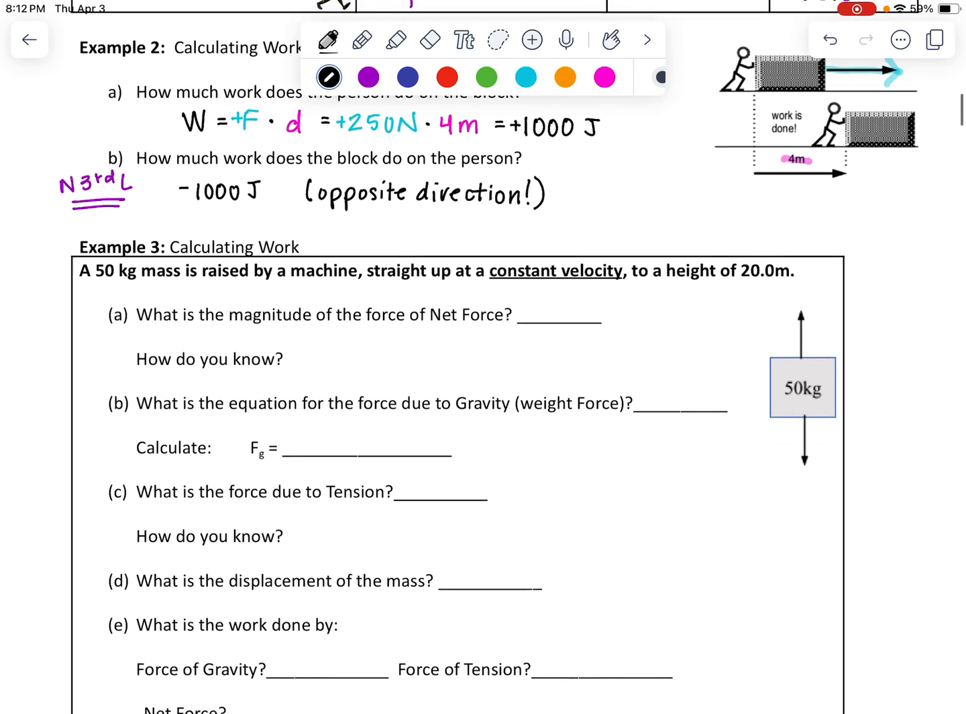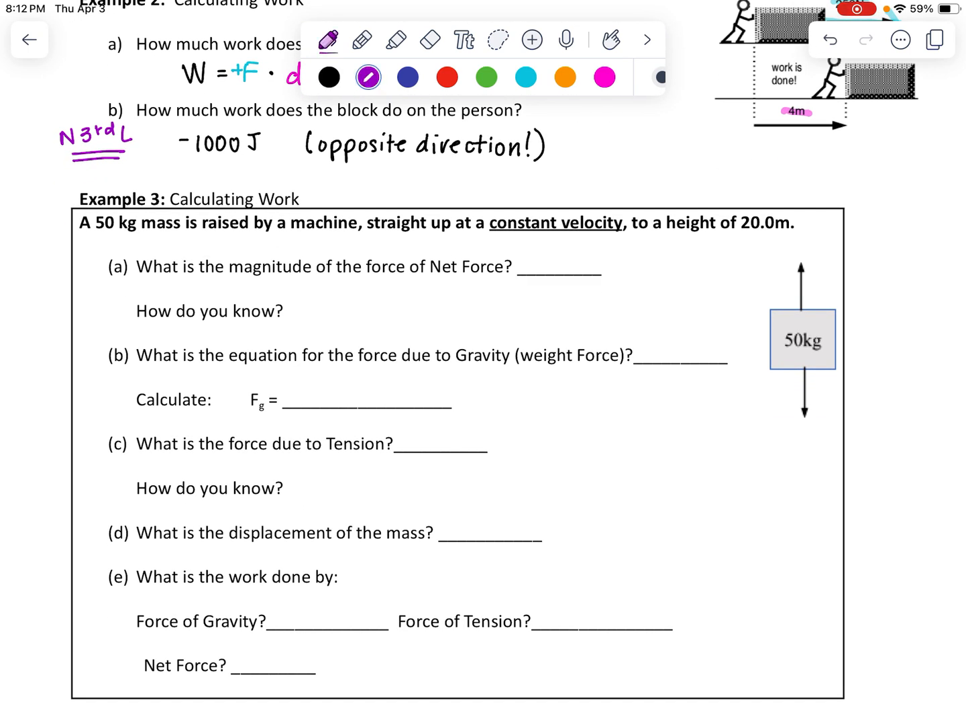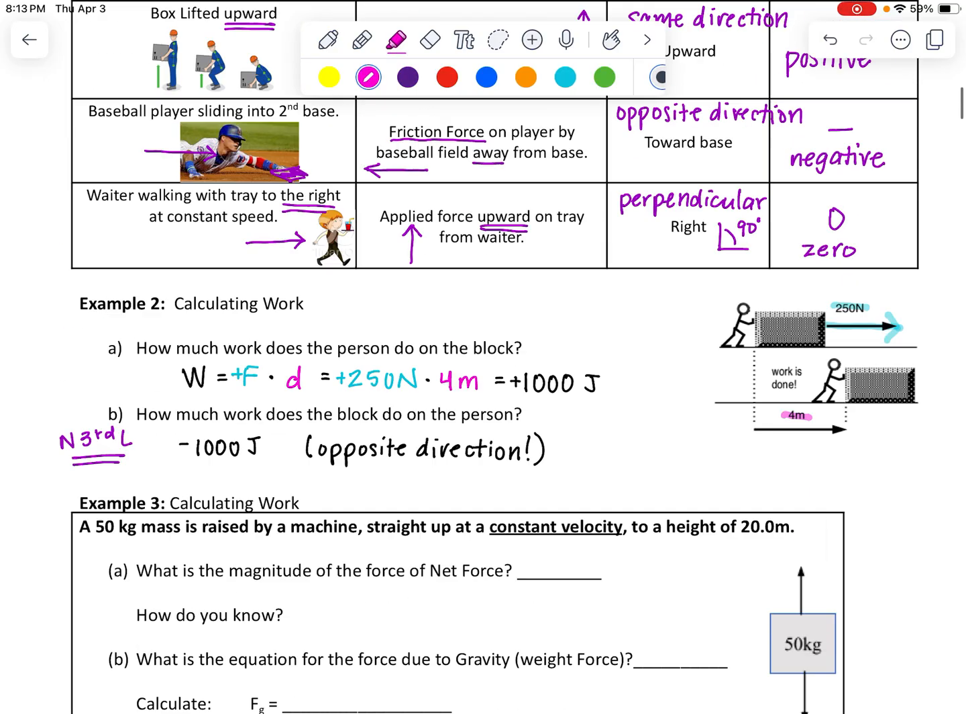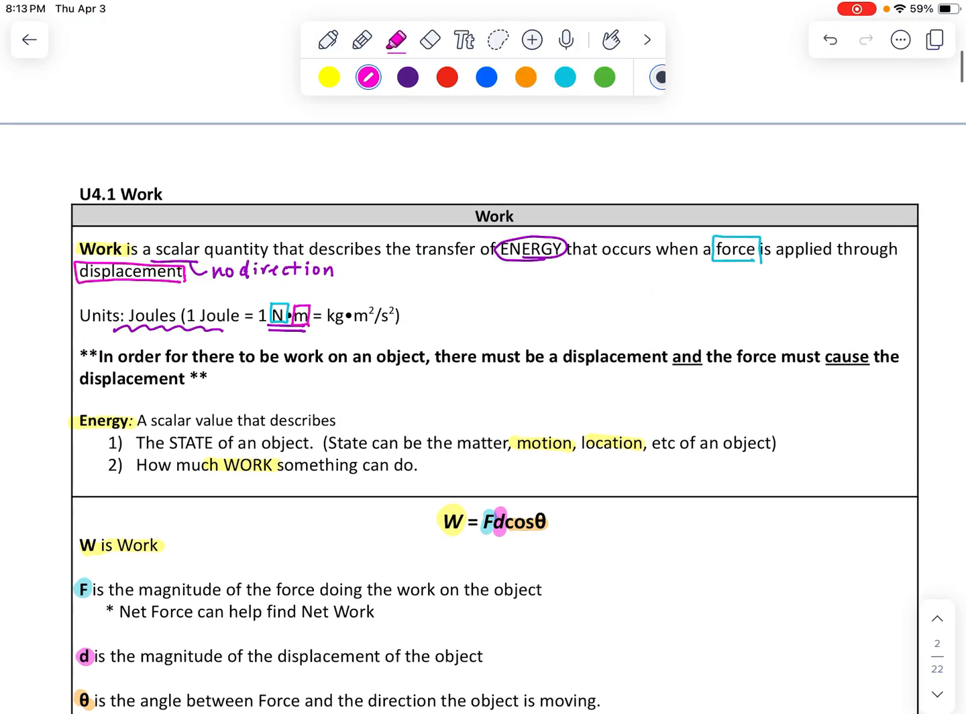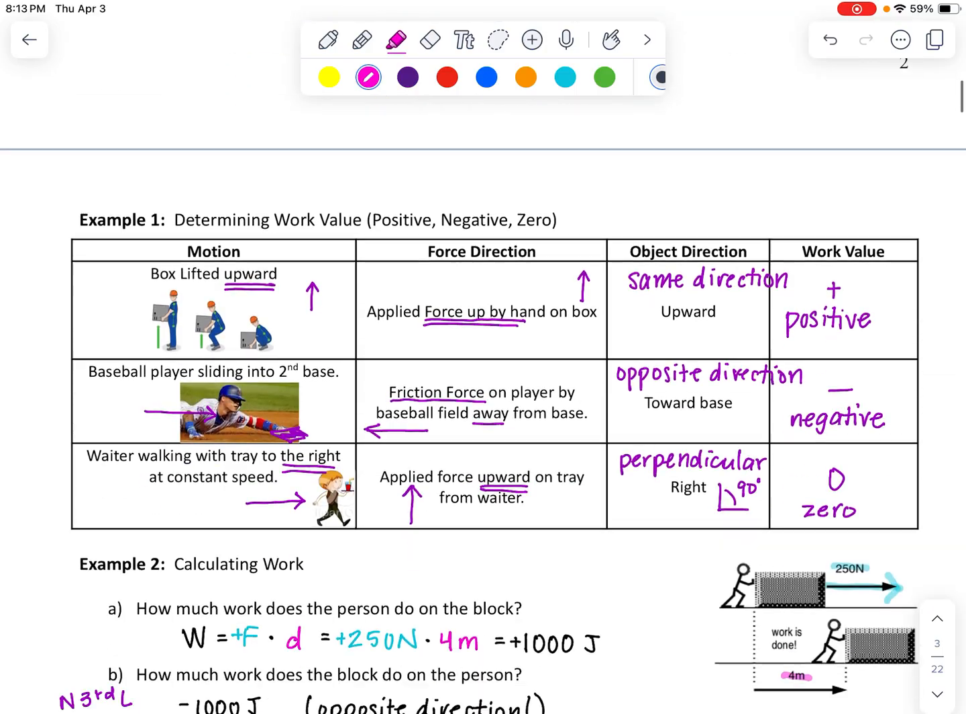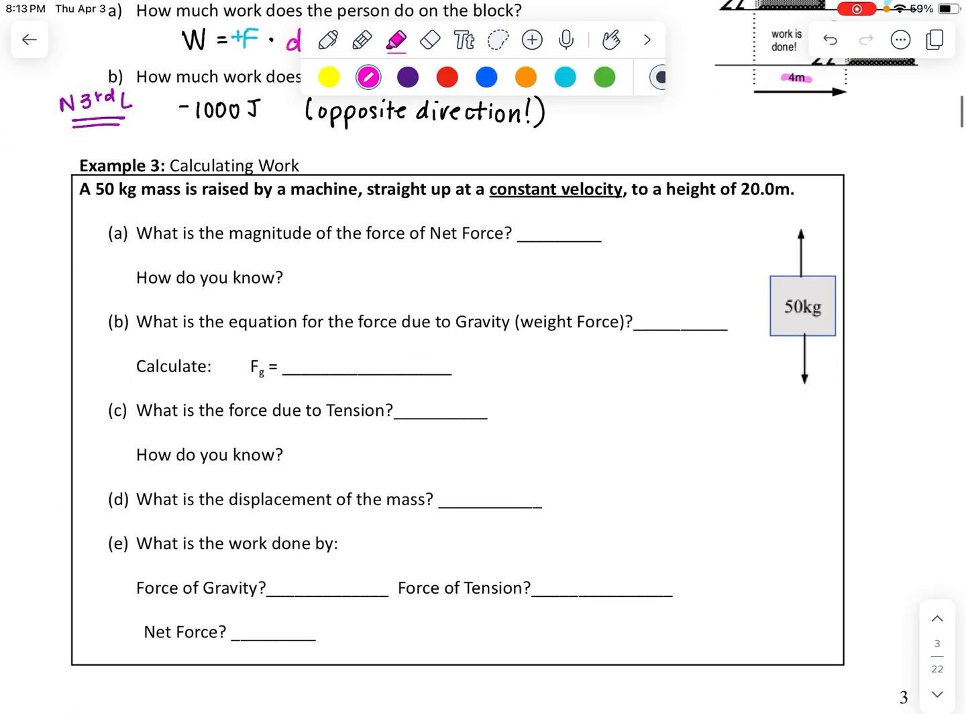All right, example 3, calculating work. A 50 kilogram mass, okay, that's mass. Let's see, what did we do mass as? Did we do mass for anything? We sure didn't. Okay, let's just make mass orange.